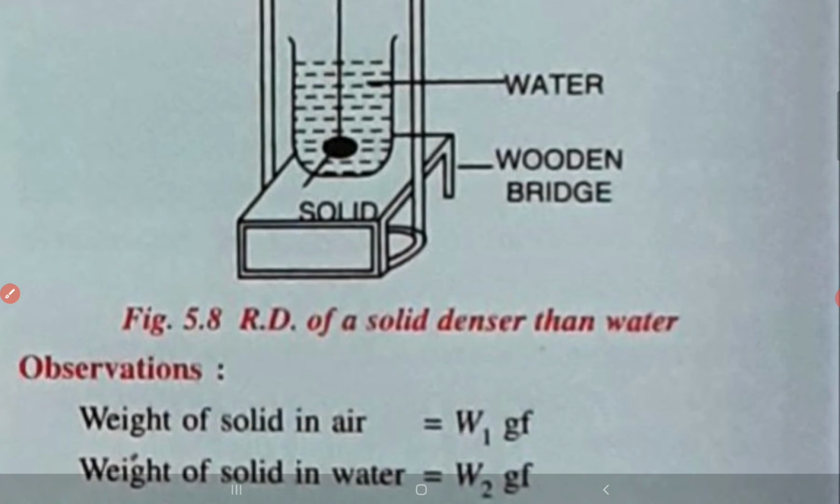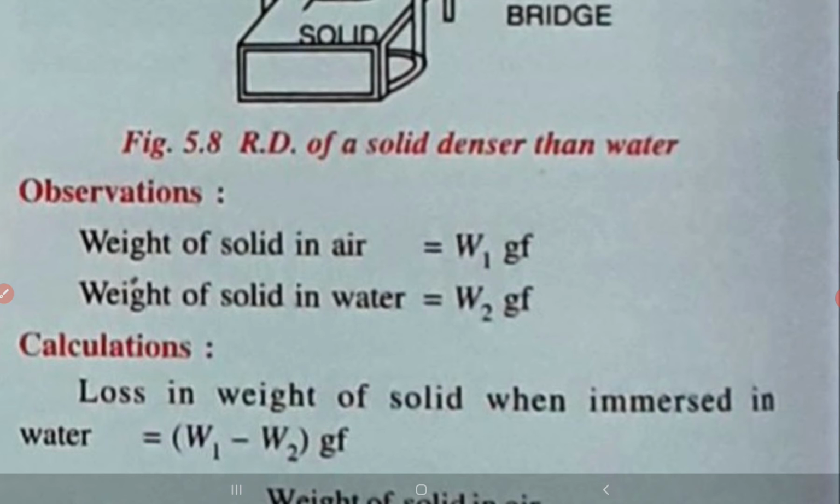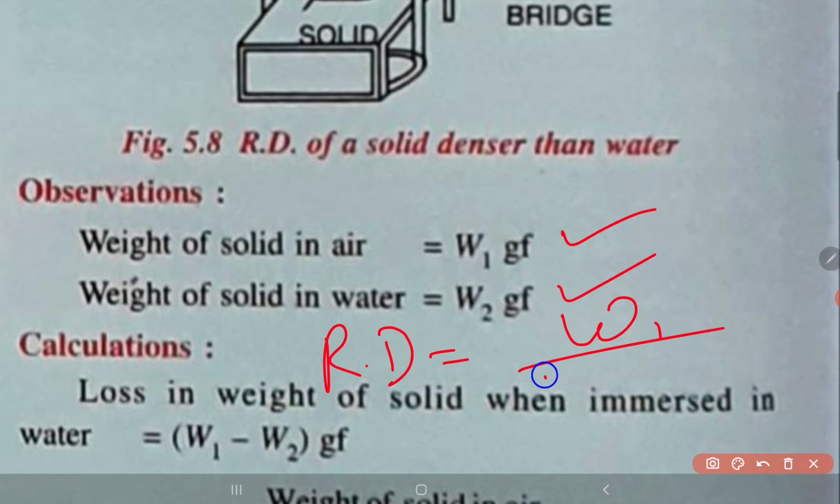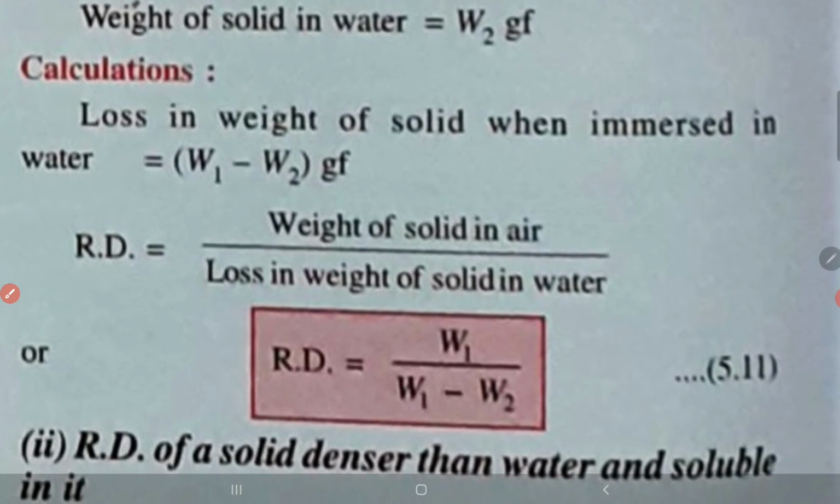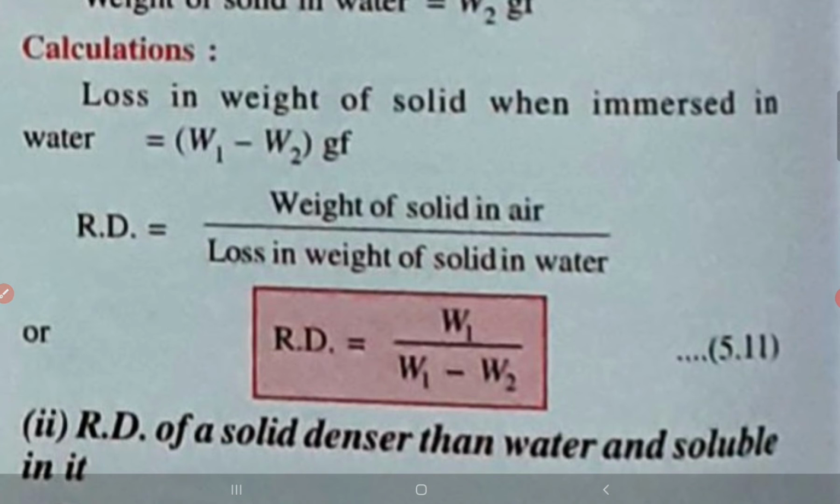Now after knowing the values of W1 and W2, let the weight of the solid in air be W1, let the weight of the solid in water be W2. In that case I can find the relative density by using the formula RD equals W1 upon W1 minus W2, right? So the loss in weight of the solid when immersed in water is W1 minus W2. So the relative density should be equal to the weight of the solid in air upon the loss in weight of the solid in water. So we shall get this formula here, right? I hope you have understood this.